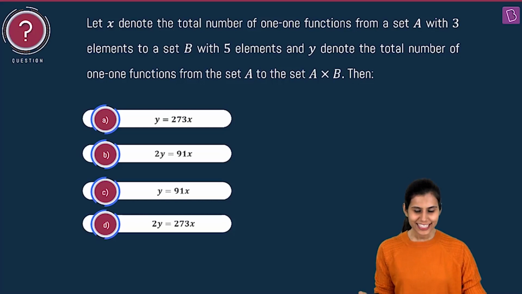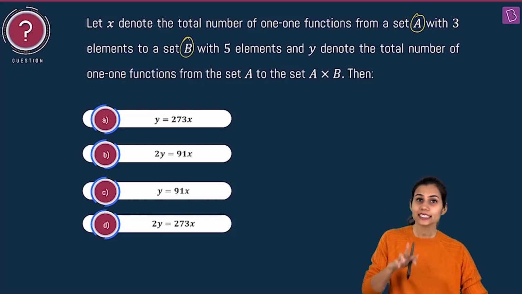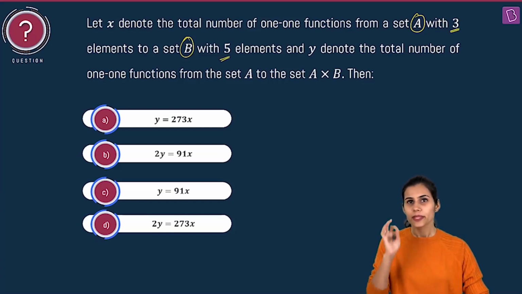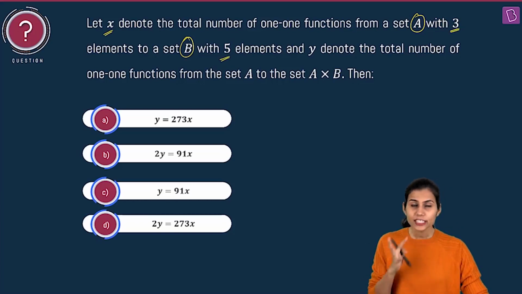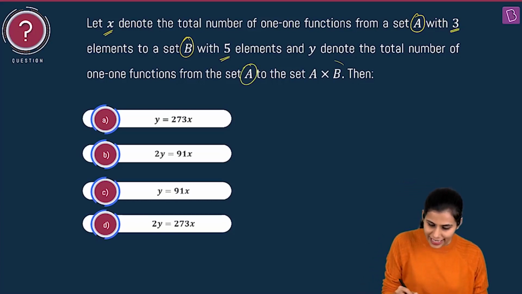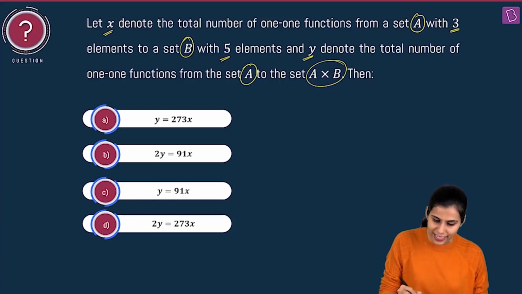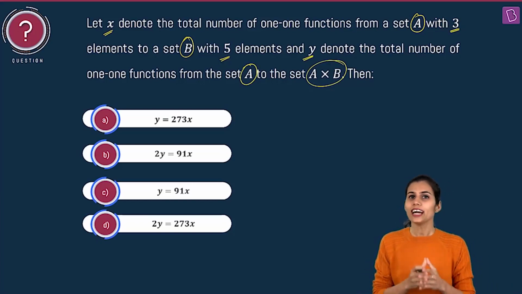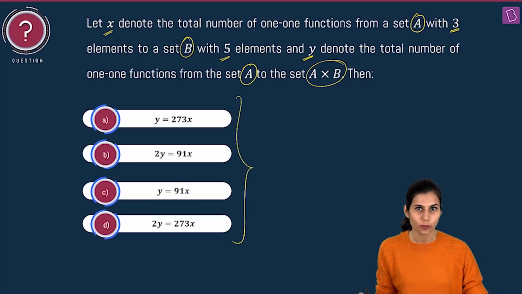All right then, this is the question from functions. Let's quickly check it out. In here, it's talking about two sets A and B such that A has cardinality 3 and B has cardinality 5. From A to B, the total number of 1-1 functions is given as x. Next, the two sets which are being talked about are A and A cross B. From A to A cross B, the total number of 1-1 functions is given as y. Using these descriptions of x and y, we have to compute the relationship between x and y which prevails out of the given 4 options.